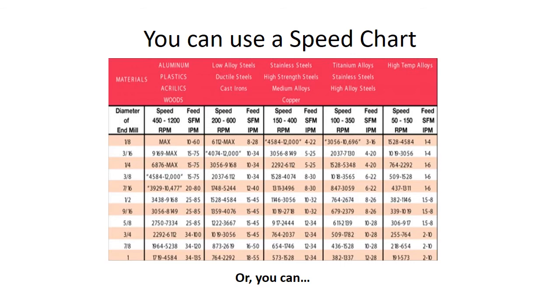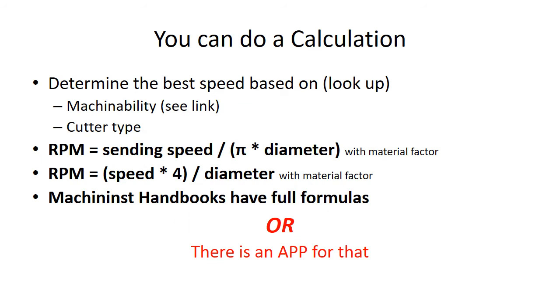Then you have your low alloy steels. That's basically carbon steel and the 1000 or 1100 series steels. And there's a calculation. There's a recommended range. And not all machines can dial in an exact number. So you can use a speed chart. You can do a calculation.